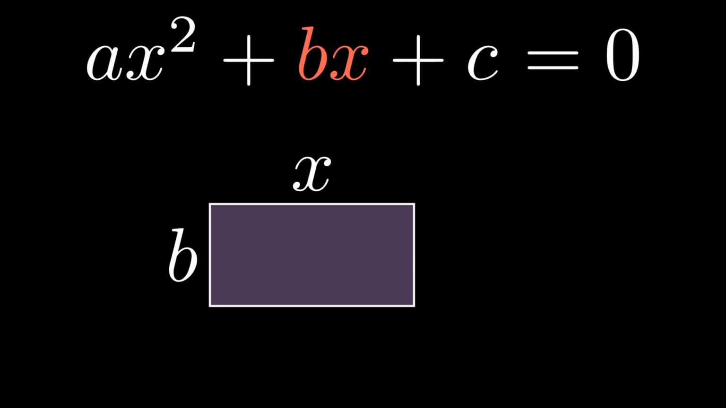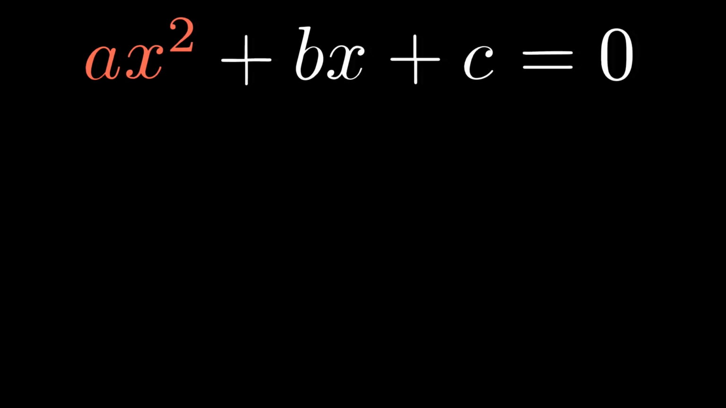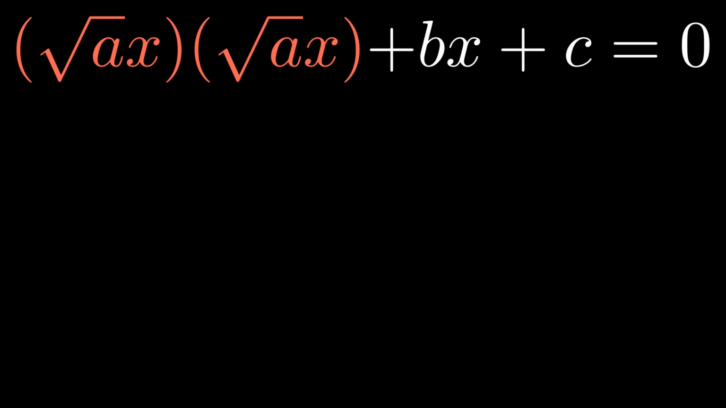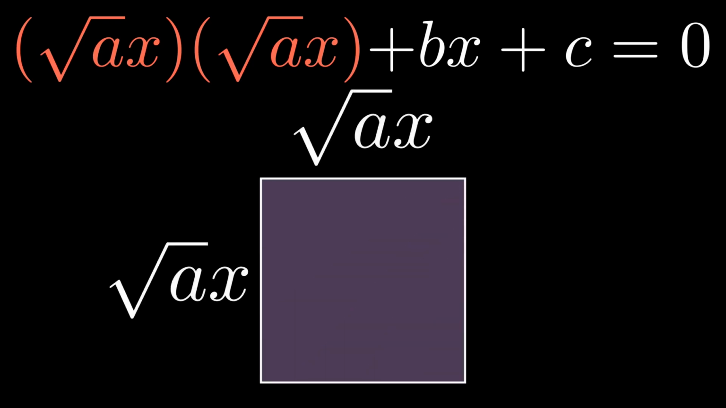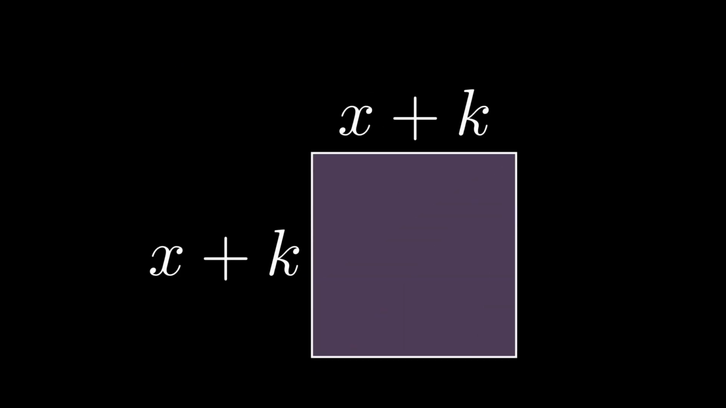Now, let's look at a more complicated one, ax squared. Recall that every real number, if we square the square root of itself, we get back the number. In particular, we have that ax squared is actually the square root of a times x, all of that multiplied by itself, which is square root of a times x, which now we know is a square with sides square root a times x.